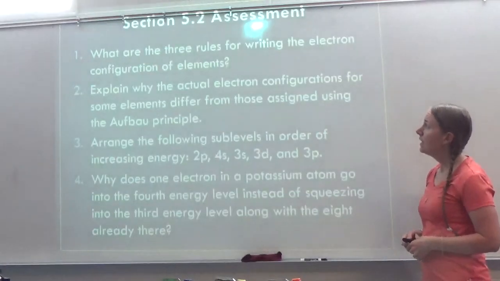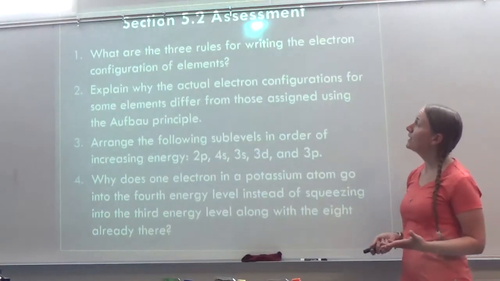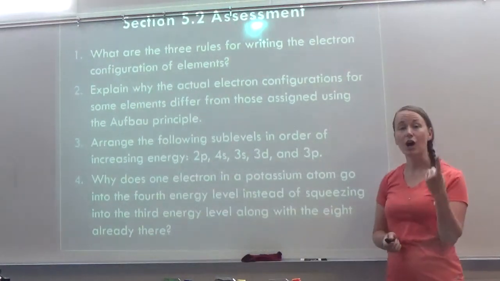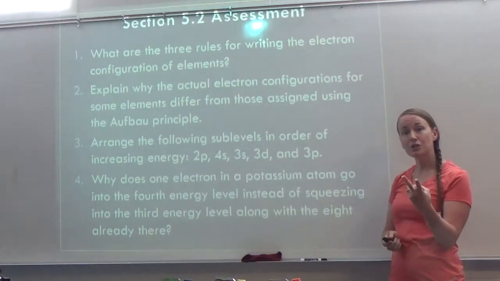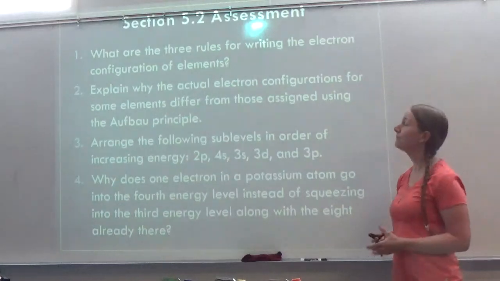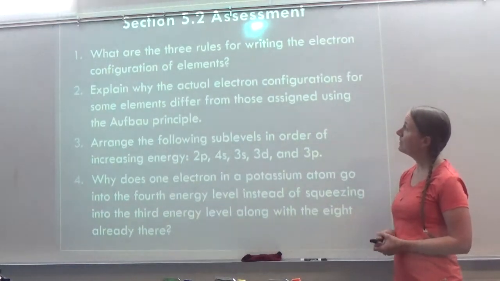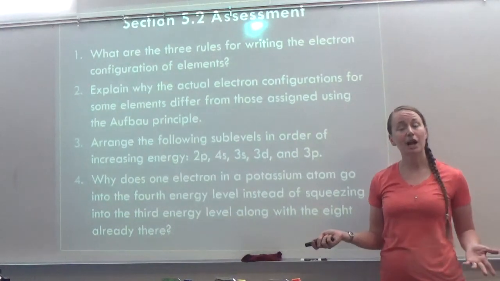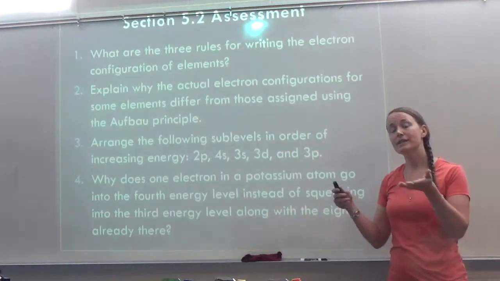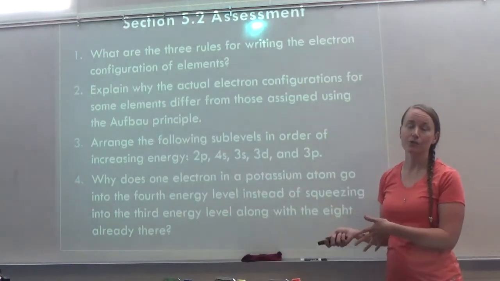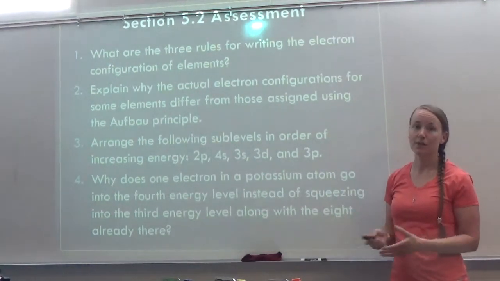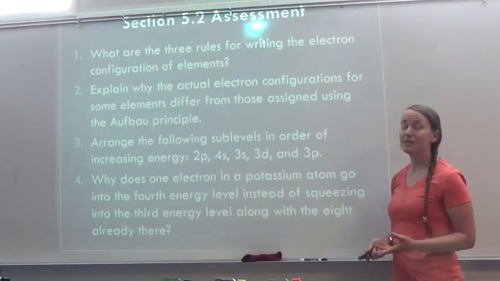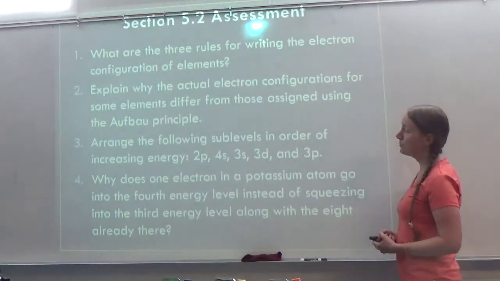All right, so what are the three rules for writing the electron configuration of elements? Well, there's Aufbau's principle, Pauli exclusion principle, and Hund's rule. Number 2, explain why the actual electron configurations for some elements differ from those assigned using Aufbau's principle. Well, that's like chromium and copper. Sometimes electrons change sublevels to make them more stable. Okay, sometimes electrons jump to different sublevels to make them more stable.